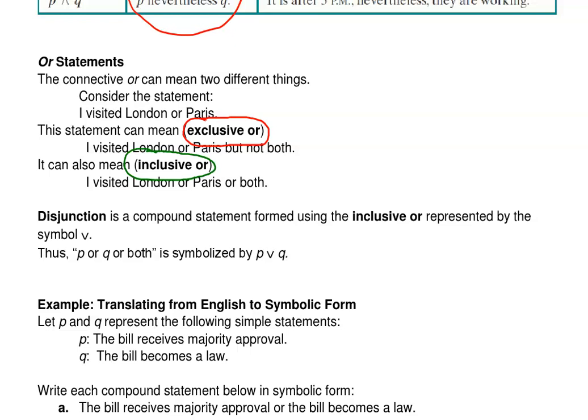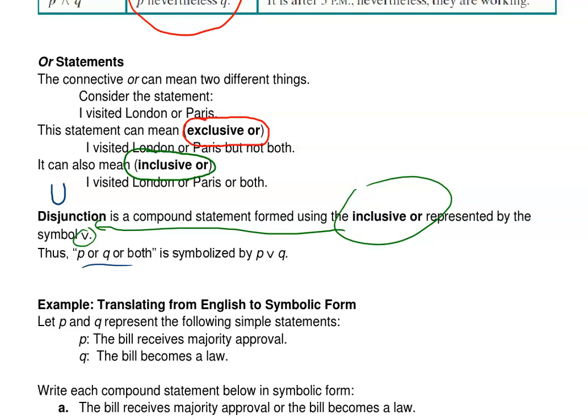Disjunction is a compound statement formed using the inclusive or. So again, we're using the inclusive version of the word or. And we represent the inclusive version of the word or with this symbol here, which is just the flipped over version of the symbol for and. It's also very closely, strikingly similar to the union symbol that we talked about for sets. And it logically has the same kind of meaning. So there's a reason why they look so similar.